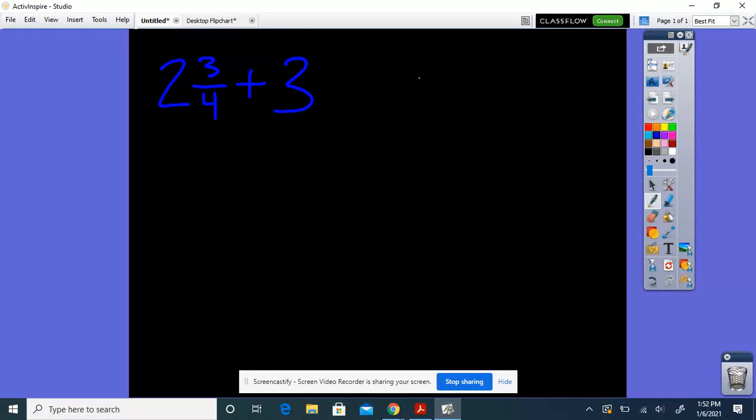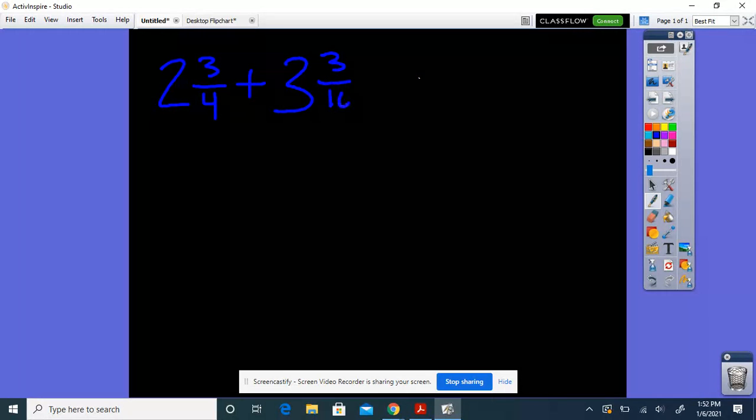If you want to follow along, I'm on page 384 and I'm going to use some of these practice problems. I'm going to start with number 2 on page 384. It wants us to find the sum and write your answers in simplest form. That means after you get your answer, you need to simplify the fraction. So we have 2 3/4 plus 3 3/10.